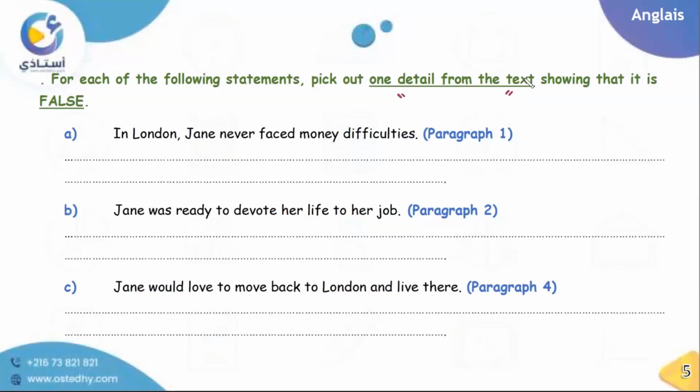So first, in London, Jane never faced money difficulties. This is false, and the correct statement is in paragraph 1, as mentioned. Second, Jane was ready to devote her life to her job, and the correct statement is in paragraph 2. And Jane would love to move back to London and live there. This is false as usual, and the correct answer would be in paragraph 4.